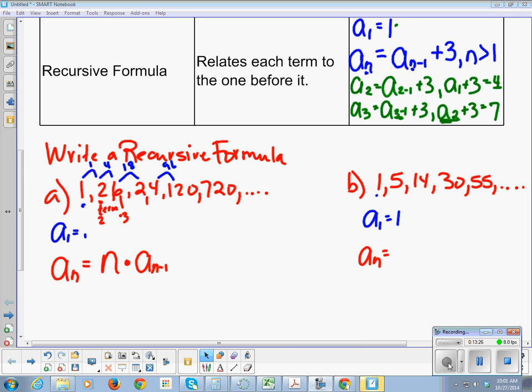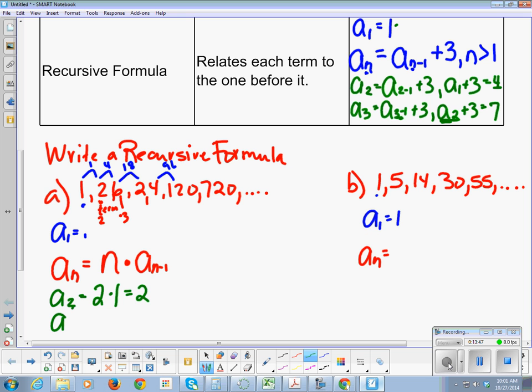So let's do a little check just to make sure our brain's not crazy. The second term is going to be 2. So we know the answer is going to be 2. In here, n is 2, so I put a 2 here. The term before is 1, and I get out 2. So let's check the third term. Because I have a 3 here, I'm going to put a 3 in for my n. The term before was 2, and I'm going to get out 6. And that matches my sequence.